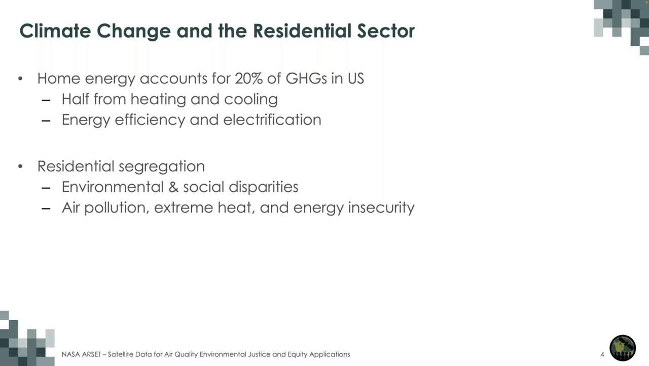But much like many of the issues with our society, we have many entrenched social disparities, including residential segregation. And residential segregation is a really important nexus point to be thinking about because it represents the intersection of both environmental and social disparities being co-located in space. There are many such disparities to be thinking about within the context of residential segregation, some of which I think about regularly are around air pollution, extreme temperatures, and also energy insecurity.